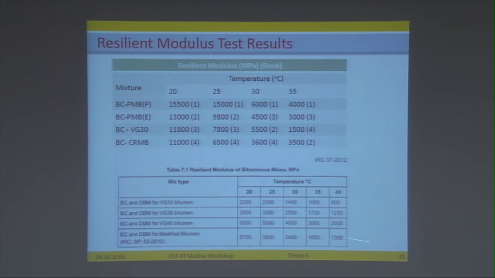This is a table I have taken from IRC 37, and we can see, for example, at 30 degrees for VG30 we have 5500 MPa as resilient modulus, but here at 30 degrees we have 2500, which is almost half of the value we get using our protocol. This may be because this table was prepared using D4123, the old withdrawn standard, where you use the full gauge length for testing, and we have used half the gauge length. I told you resilient modulus depends on the gauge length. That may be the reason for the difference between the values in the IRC table and those from the new protocol we conducted here.